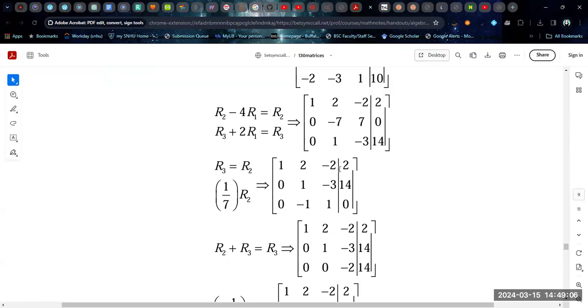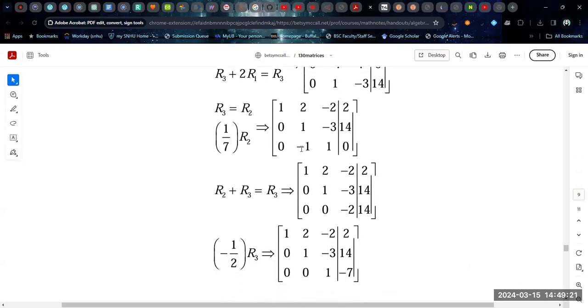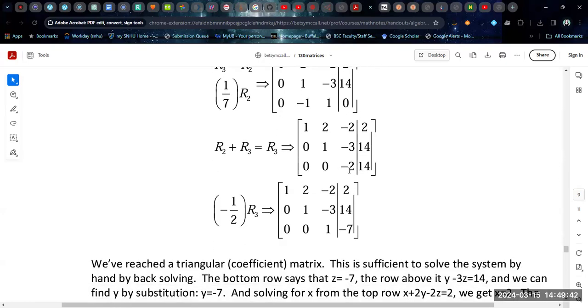And then the next thing I'm going to do is add the new row 2 and row 3 together, in order to turn the coefficient underneath this one into a 0 also. And so adding those together, 1 and -1 is 0, -3 and 1 is -2, and 14 and 0 is 14. And then I want to turn this position into a 1. So I just keep going down that diagonal, turn it into a 1, everything below it is 0, and I just keep going until I get to the end of the matrix.